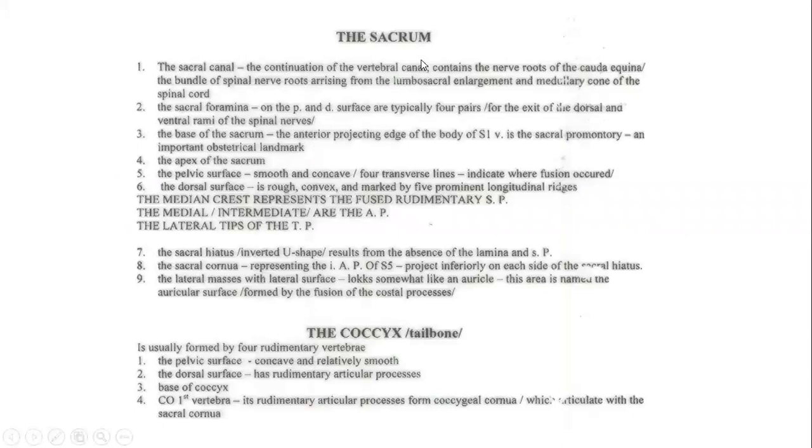Okay, and sacrum, inside sacral canal, sacral foramina dorsal, ventral. The base is the name for the beginning, the apex for the end. Pelvic surface, dorsal surface, and 5 crests on the dorsal aspect. Here between intermediate and lateral, you've got the dorsal foramen. Sacral hiatus, sacral cornu at the end. The coccyx, this is rudimentary vertebrae.